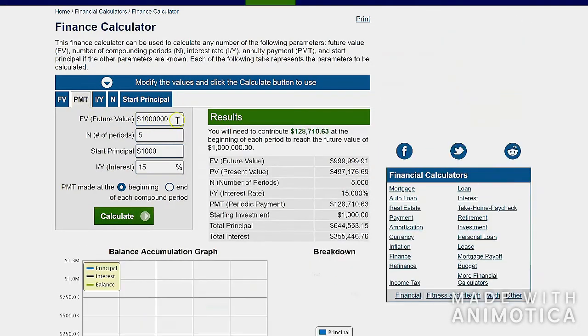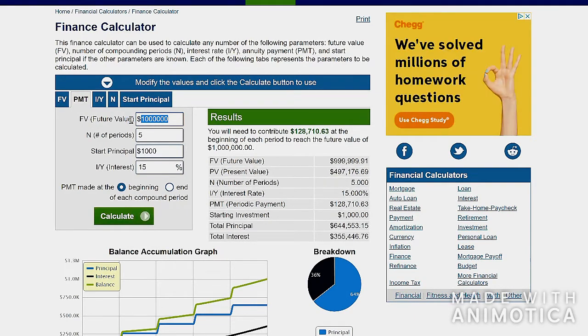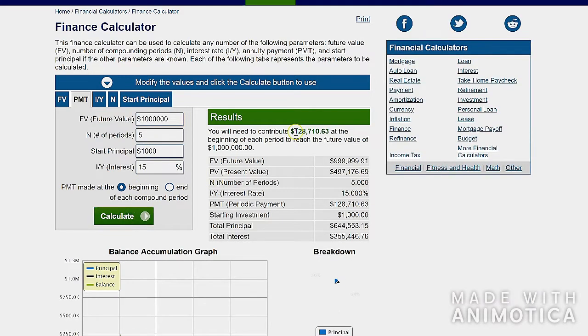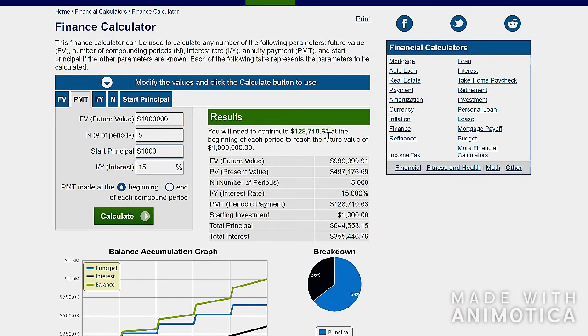But if you want to know how much you need to contribute in 5 years, let's just say I want to have $1 million in 5 years, and I'm going to contribute once a year at a 15% interest rate at the beginning of every year. Just know you'd have to contribute $128,710. So that is how to use a financial calculator.